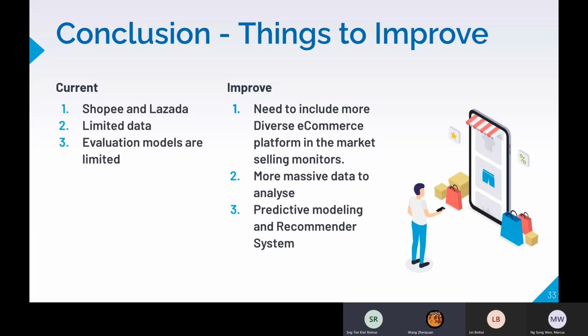Okay. In conclusion, a few things to improve. For our current data sets, we have realized that we have limited data from Shopee and Lazada. Hence, this results in limited evaluation models to be applied on the data sets as well. We can try to include more diverse e-commerce platforms such as Amazon or Qoo10 in order to get larger data sets. With more data sets available, we will be able to perform more cross-data analysis.